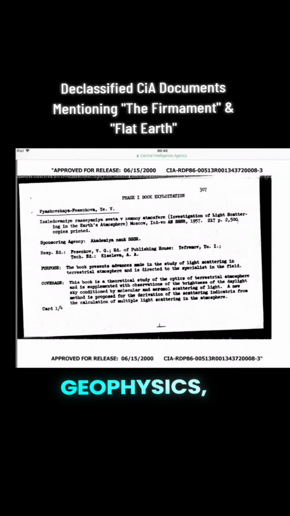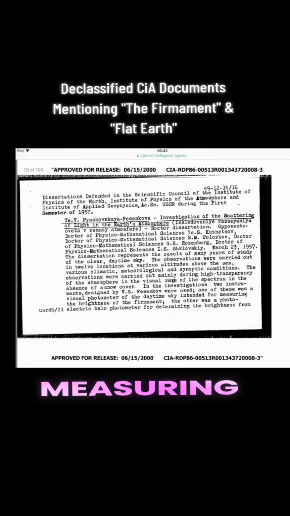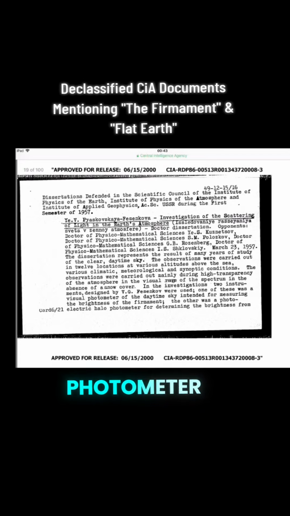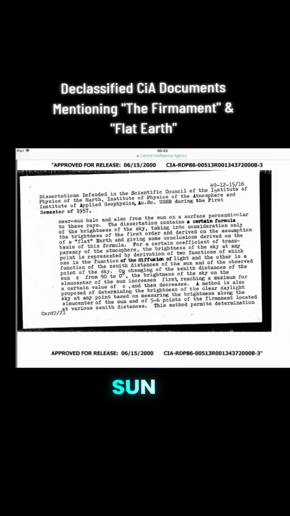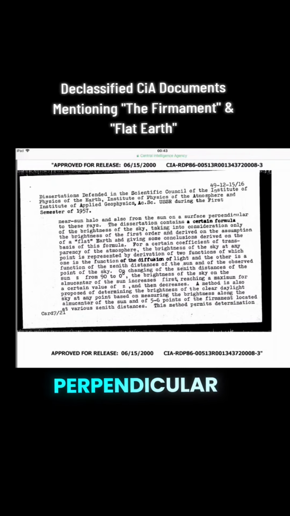Study of the dispersion of light in the Earth's atmosphere. Joint Council of Institute of Physics of the Earth, the Institute of Physics of the Atmosphere, and Institute of Applied Geophysics. The Academy of Sciences in the USSR. You can't get any higher up, scientifically. In the investigations, 2 instruments designed by V.G. Vasenkov were used. One of these was a visual photometer of the daytime sky, intended for measuring the brightness of the firmament. The other was a photoelectric halo photometer for determining the brightness from near-sun halo and also from the sun on a surface perpendicular to these rays.